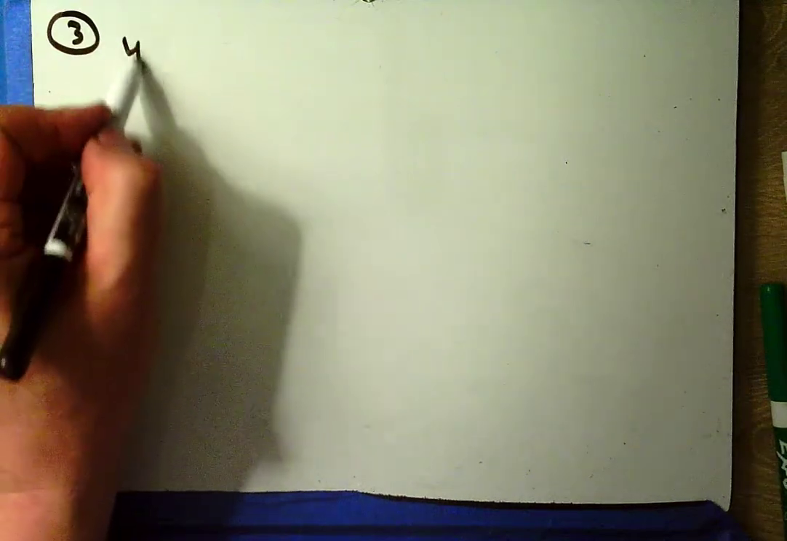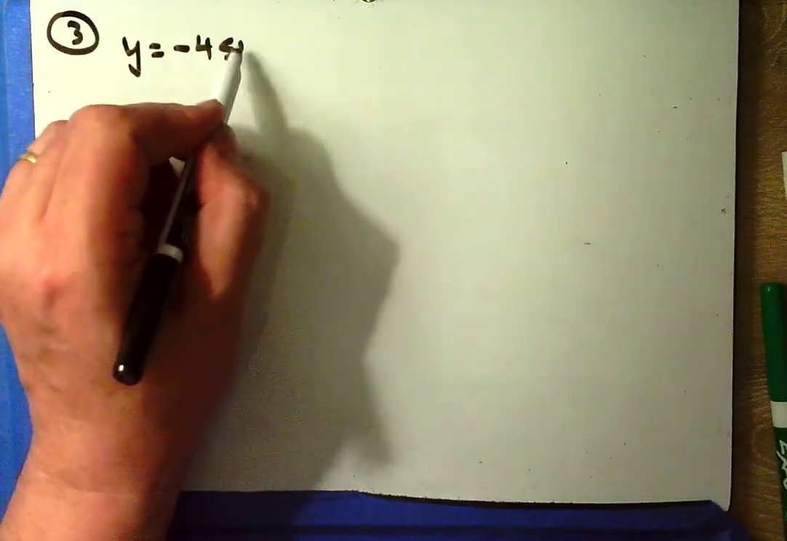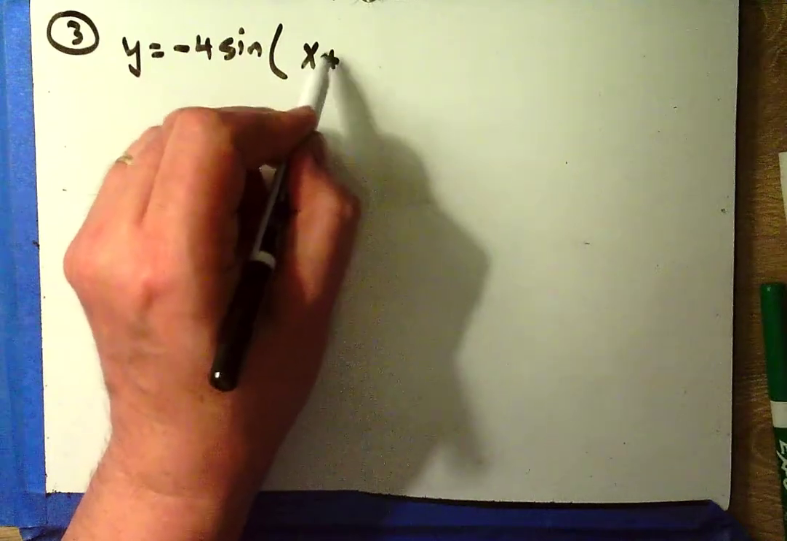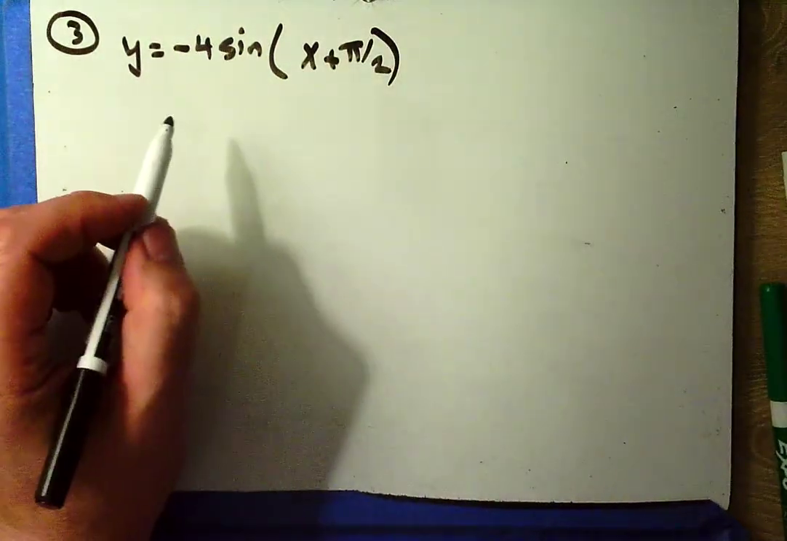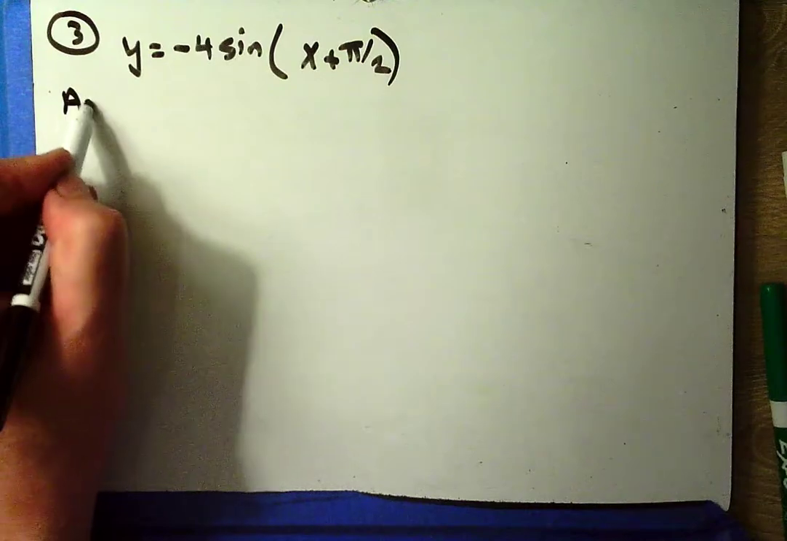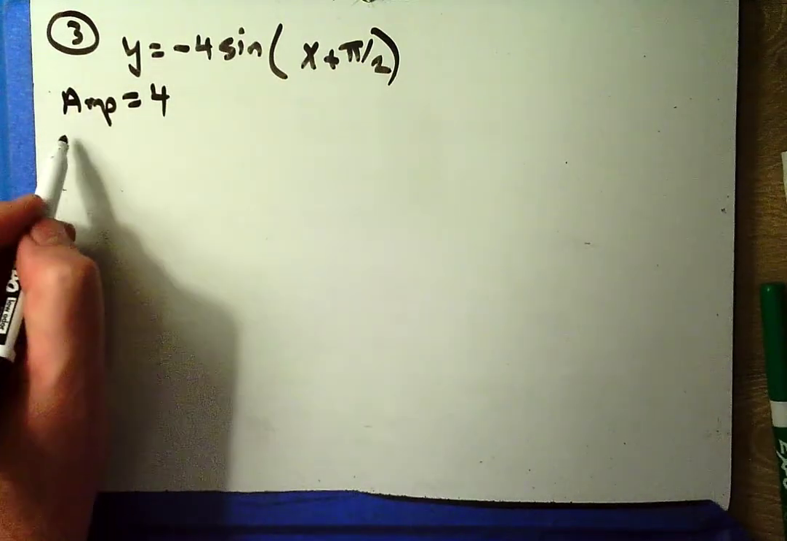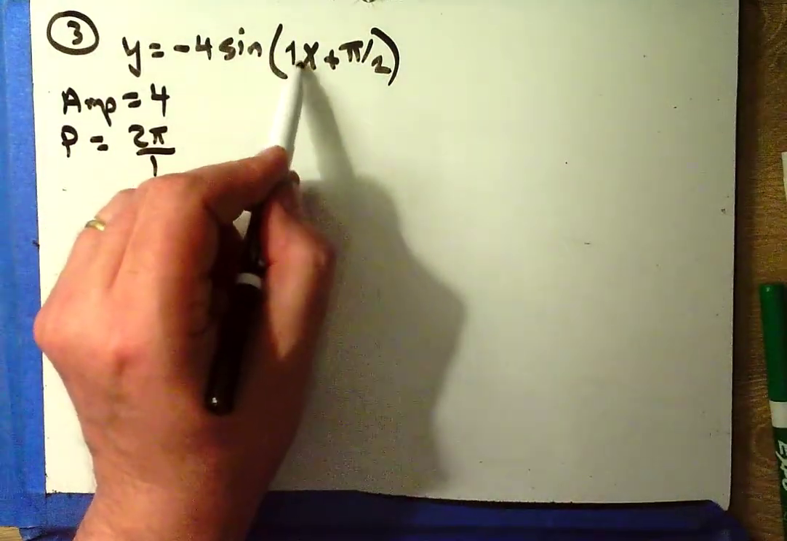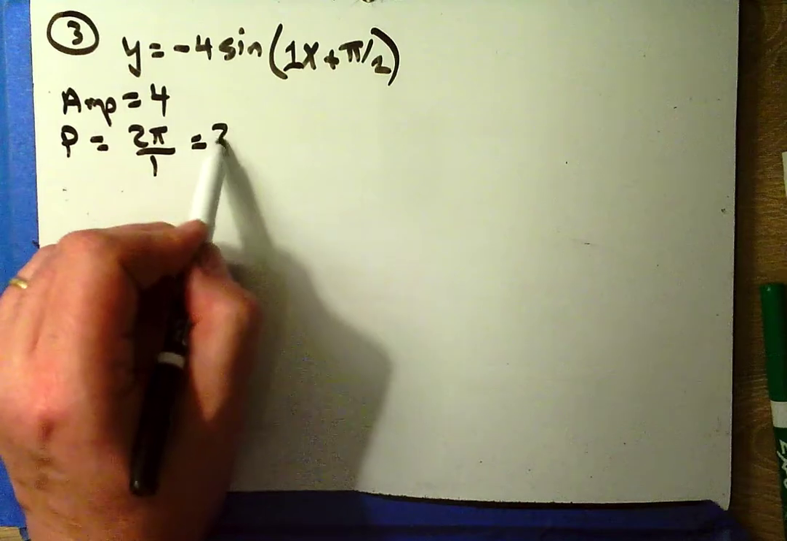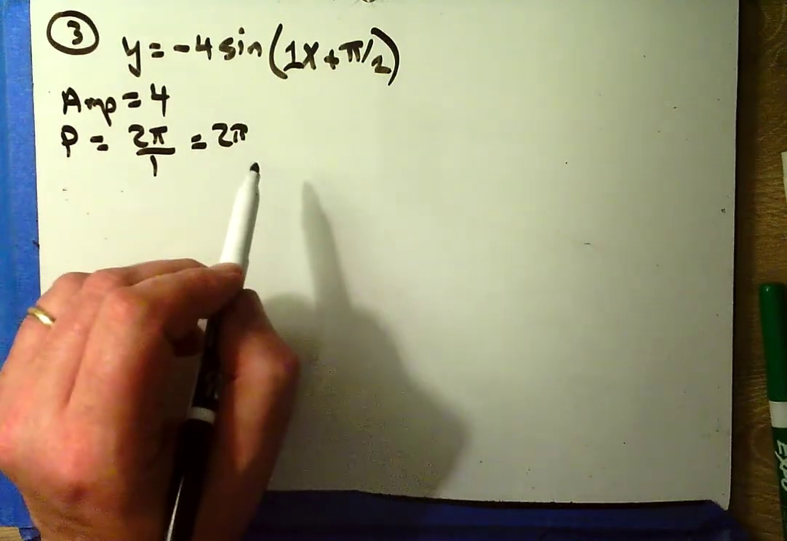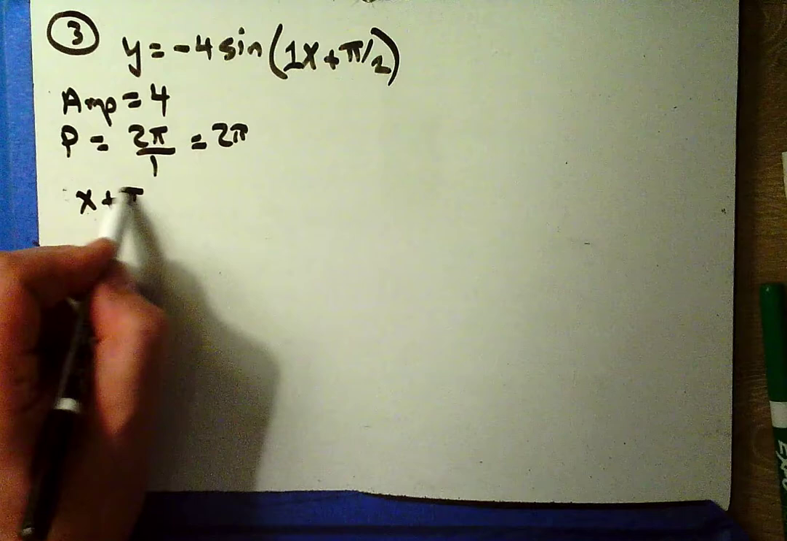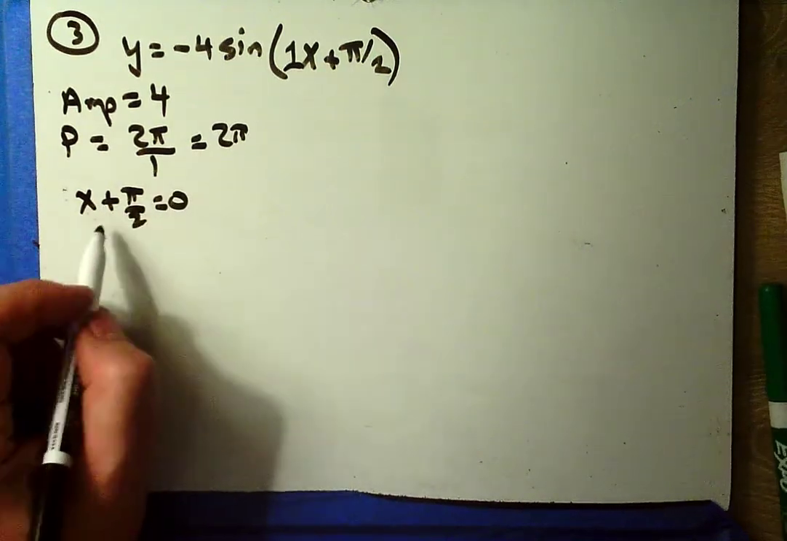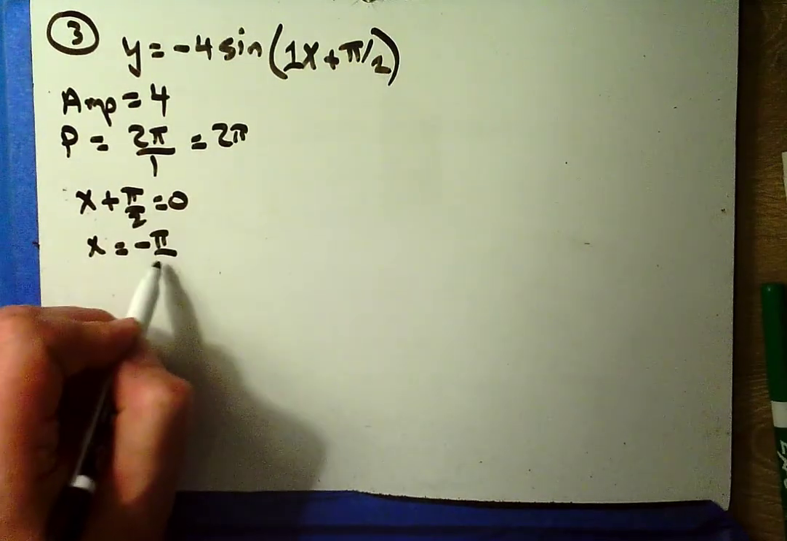Let's take a look at number 3. 3 says y equals negative 4 sine(x plus pi over 2). Well, we know that the amplitude here is 4, and we know that the period is 2 pi over 1, because our b value is 1. So our period is 2 pi. Now, what about our graph? Well, we'll do x plus pi over 2 equals 0. And that will give me x equals negative pi over 2.